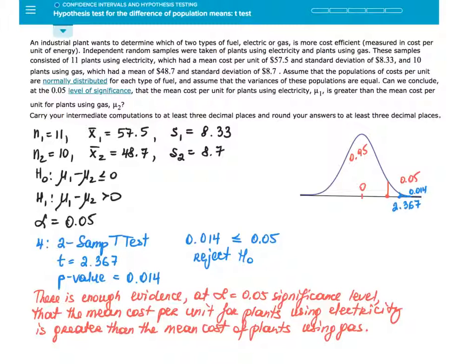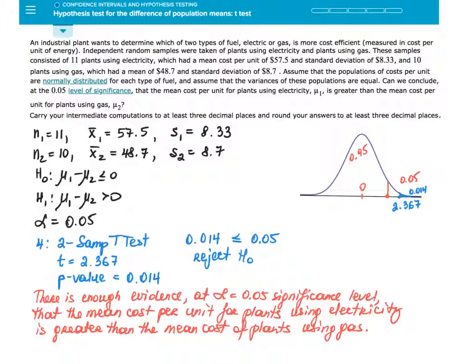First of all, I identify what I know. I know that sample size for the first sample of plants is 11, mean is 57.5, and standard deviation is 8.33. For the second set of plants, sample size is 10, mean is 48.7, and standard deviation is 8.7.